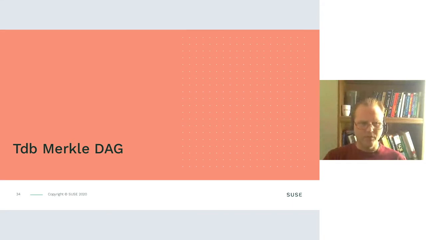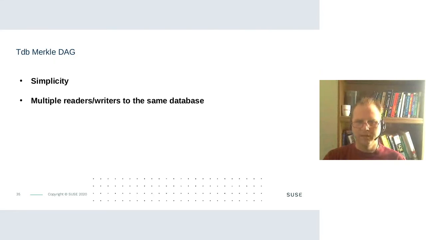So I chose to store the Merkle DAG in a TDB database due to its simplicity to use. It's just a single file, stores simple key value pairs. It's a really simple database. It's created by the Samba team, which I'm on the Samba team. And so it would just seem natural because I already know how to use it. I'm sure there are better ways to do this, but this was the simple solution for me.